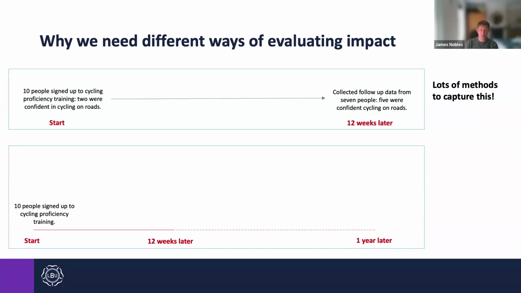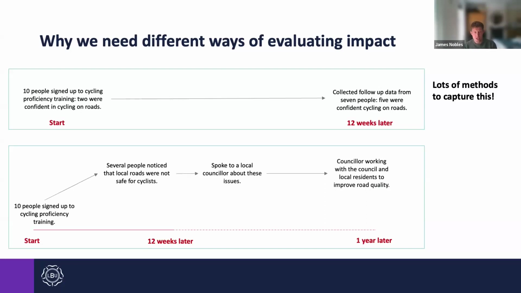So of those 10 people who signed up to that cycling proficiency training, there might be several of those people who notice that their local roads weren't safe for cyclists. They might go away and start speaking with local councillors about these issues, and that councillor might then take this up with the council to say, look, we really need to start thinking about improving the quality of our local roads.